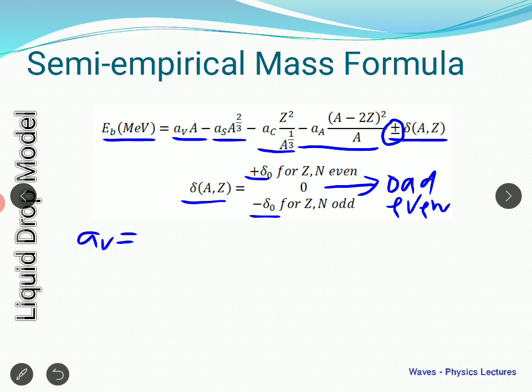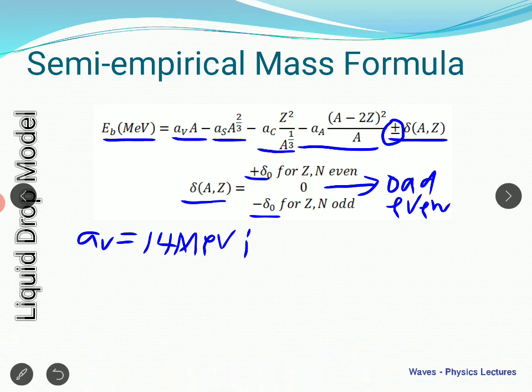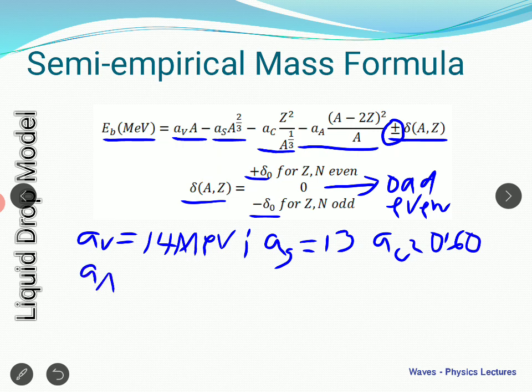Sometimes they don't supply the value, so we should know it. The volume term would be nothing but 14 million electron volt. The units will be million electron volt; let me just write down the values here and not the unit. The surface term is nothing but 13, and then we have got the Coulomb term, which is nothing but 0.60, and then we have got the asymmetry term. The value is nothing but 19 million electron volt.